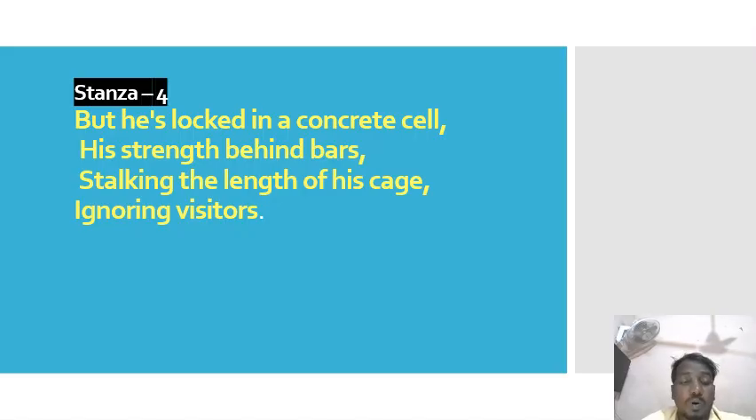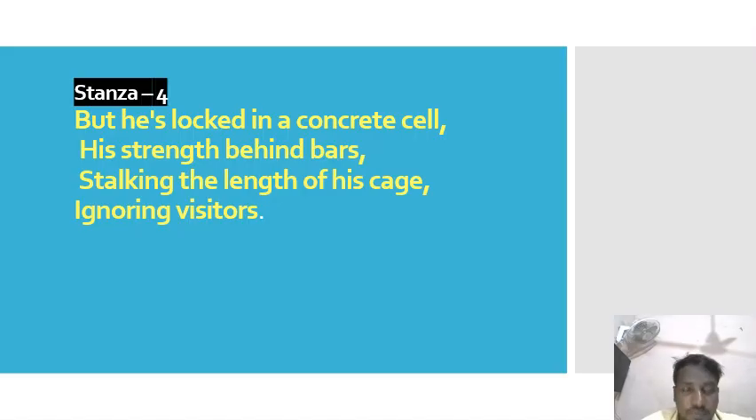That means he's just walking inside the cage alone. That means he has got no place to walk freely. How it walked in its own habitat, but here it has got no place to walk. But he ignores the visitors. In the previous stanza, it terrorized and frightened the people, but here it just ignores the visitors, whoever comes to visit the tiger, he ignores them. He is not ready to terrorize them, not even to see them. He is not interested. Here it's absolutely the opposite of the nature of a tiger.